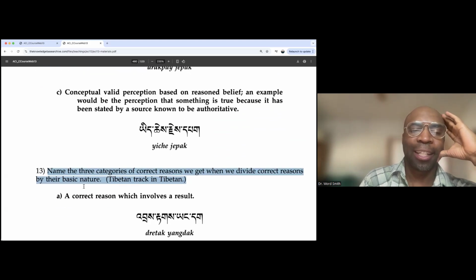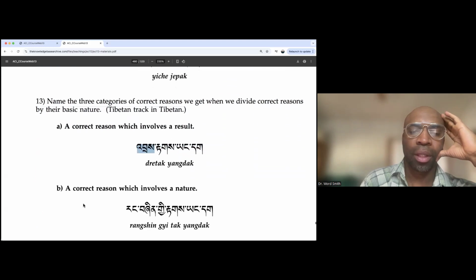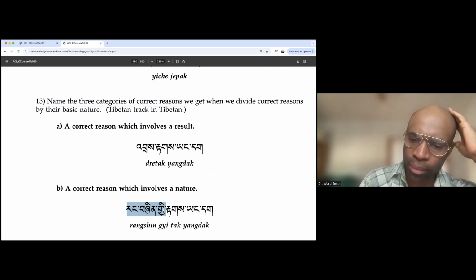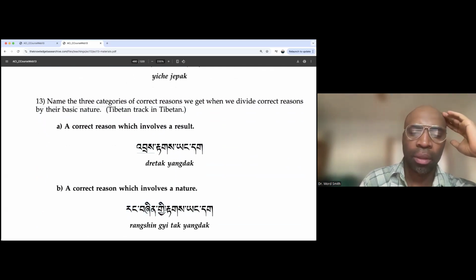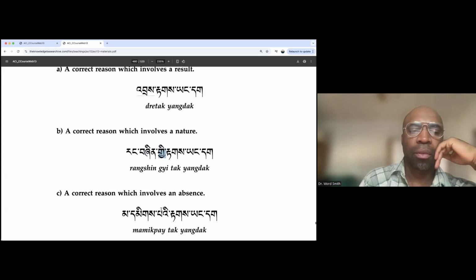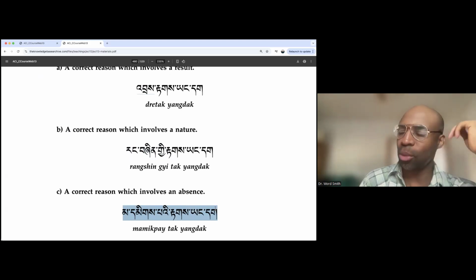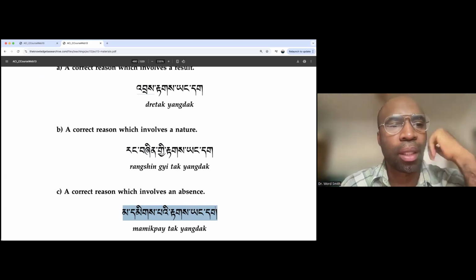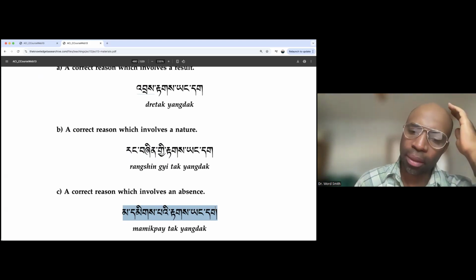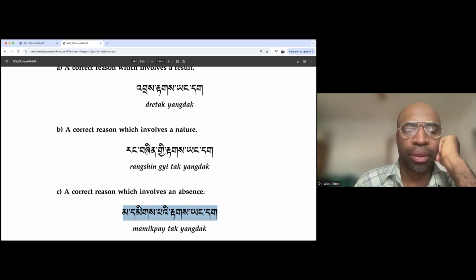Okay. A correct reason which involves a result. Dre takyangdak. Takyangdak means correct reason. Dre is short for drebu. A correct reason that involves a nature. Rangshingi takyangdak. Rangshingi means nature, literally. And a correct reason which involves an absence. Mikpe takyangdak, which is what we're doing in Ben Kramer's logic class these days. And it's pretty difficult.